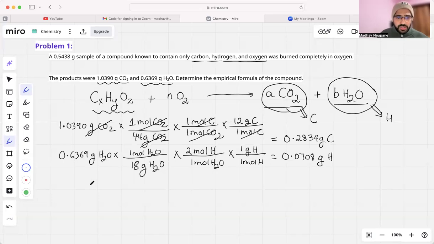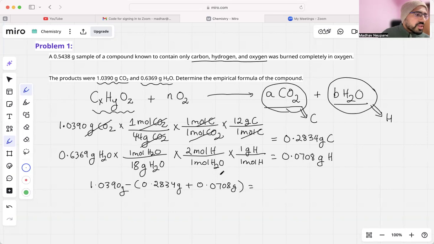So I'm going to take the total mass, 1.0390, and I'm going to subtract the mass of carbon, 0.2834 grams. So this is also grams. Make sure to track the units. Then subtract 0.0708 grams hydrogen. So this is going to give me around, let's see how much I have for the oxygen atom, 0.1896 grams of oxygen atom. Okay. So now we have grams of carbon, grams of hydrogen, and grams of oxygen.